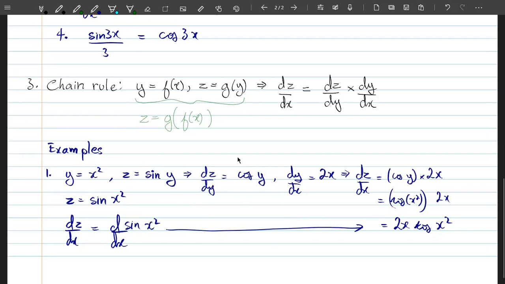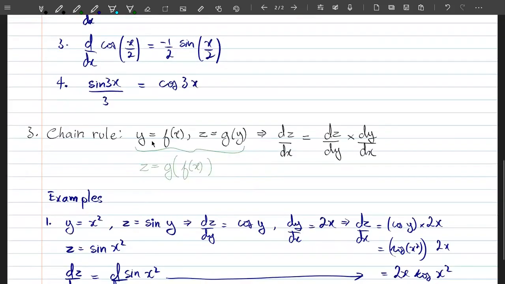So ideally, even if the function is not explicitly split up in this way, and you're directly given sine x square, you can always recognize that it is actually sine of square of x. That means sine y is one function where y is x square, and then apply the chain rule. That is what we normally do. We are not given this separately in most cases. We are given z equal to some composite function of x, and we have to recognize it as a composite of functions of which we know the derivatives. We'll see examples of how to do these.